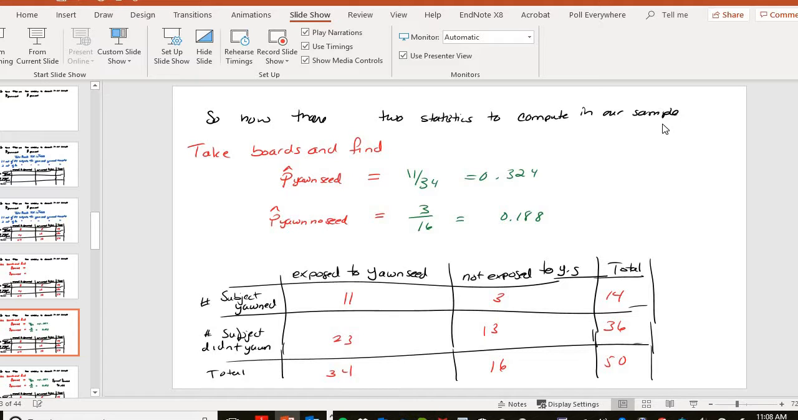So they're just fractions. 34 divided by 20? No, it's the percentage that yawned with the seed. Yeah. So think of those two stacked bar graphs that you had. One was no seed and one was seed.